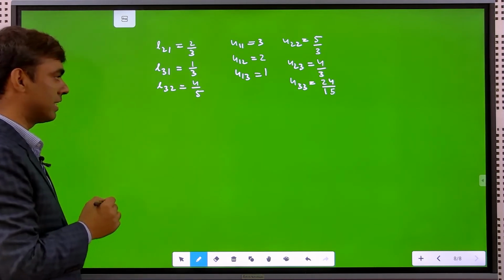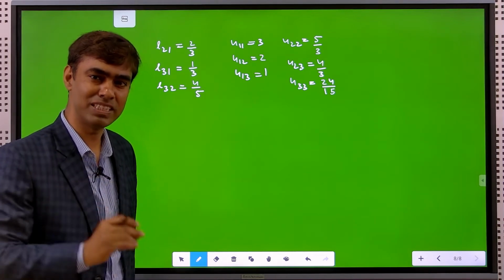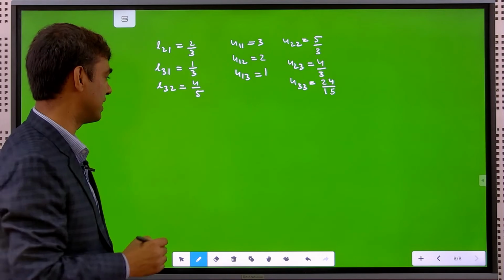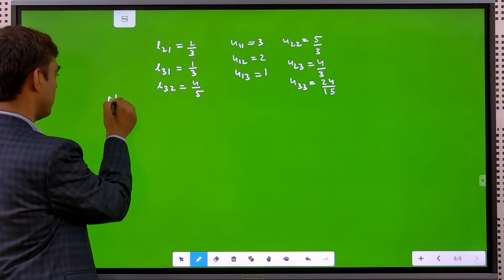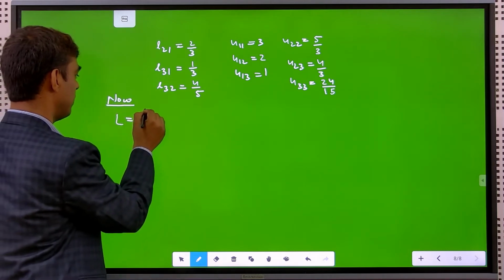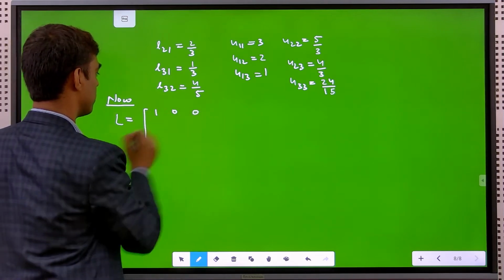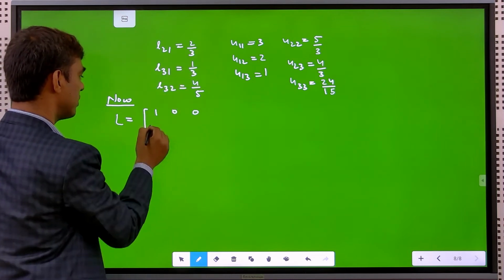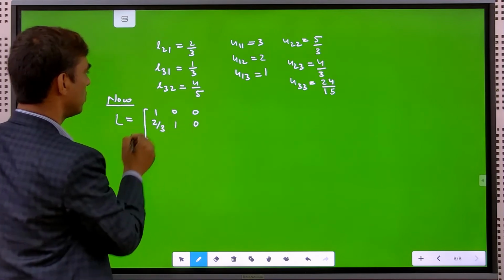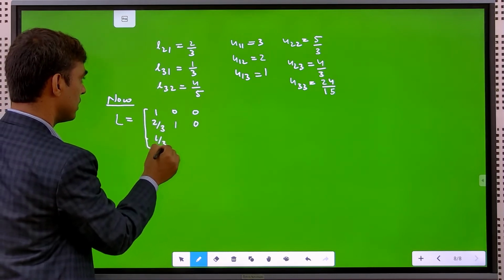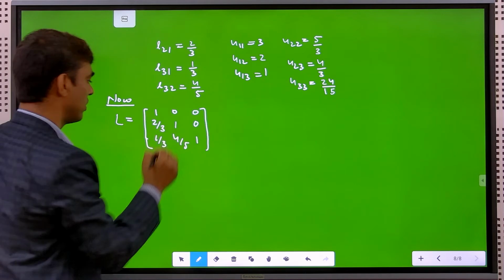So if we write the lower triangular matrix and upper triangular matrix, because we already found all the elements, now what is the value of L? L becomes 1, 0, 0. Then L21 is 2 by 3, then 1 and 0. L31 is 1 by 3, L32 is 4 by 5 and this one is 1. This is the lower triangular matrix.